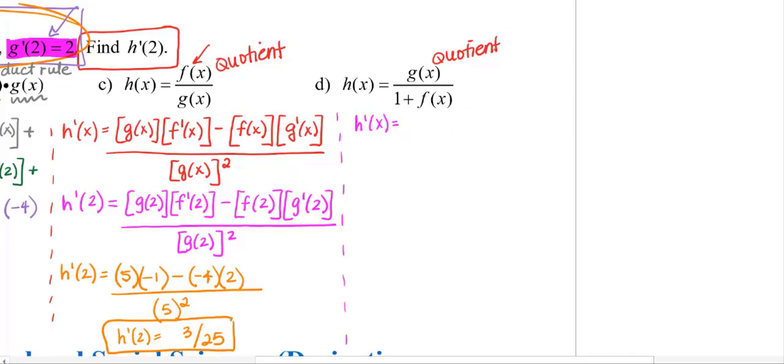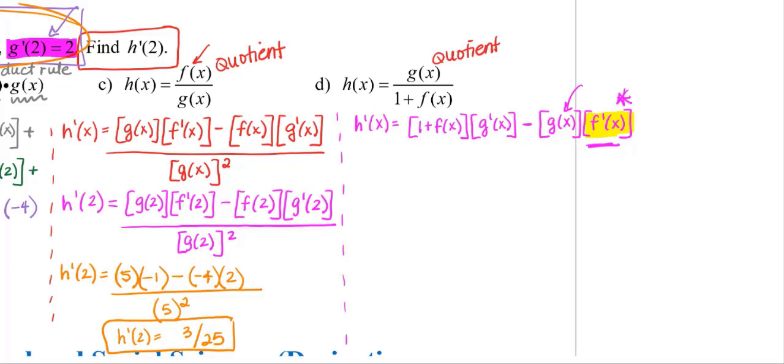All right, so hopefully here you are. Here's the low times d high minus the high g of x times d low. And I will admit right there, that d low part, I'll put it in yellow, is the part where people tend to make an error if there's an error made. The derivative of the low, derivative of 1 is 0, and derivative of f of x is f prime. So low d high minus high d low all over low, the whole thing, squared. So hopefully that's what you have.